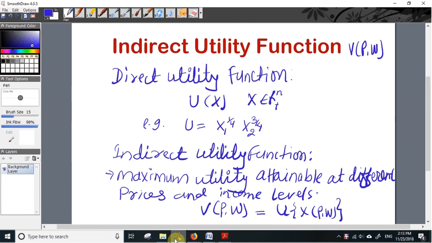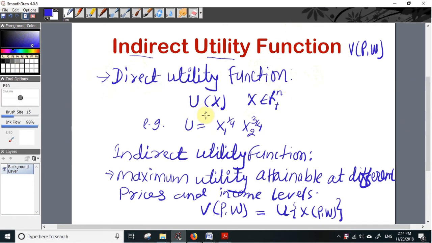In this video, I'm going to talk about the indirect utility function, how to derive this function, and I will also discuss some properties of the indirect utility function. Before going to this topic, let us first review what a direct utility function is.